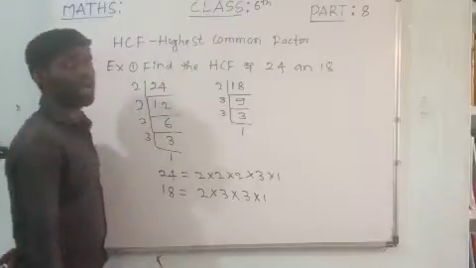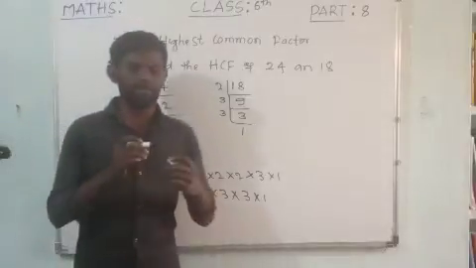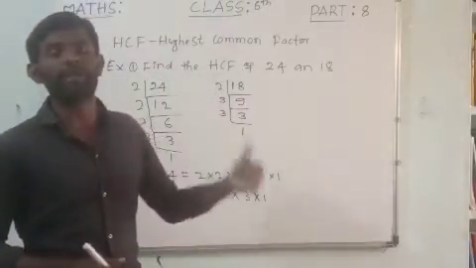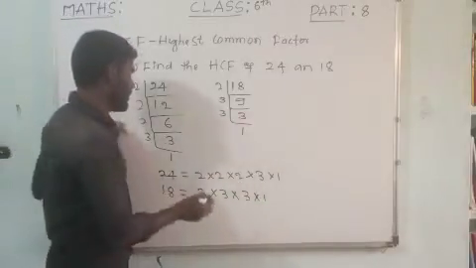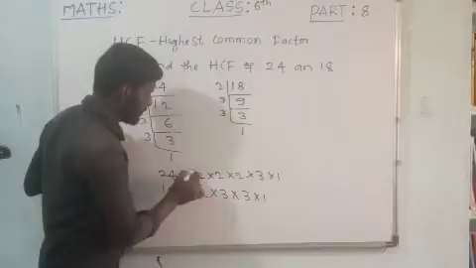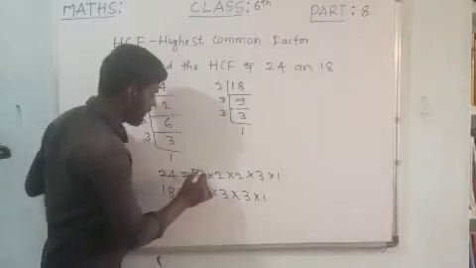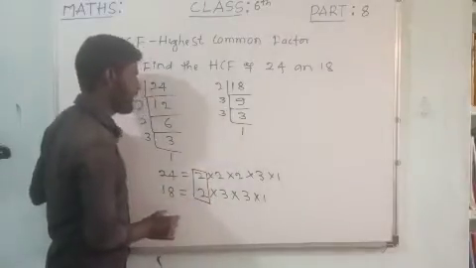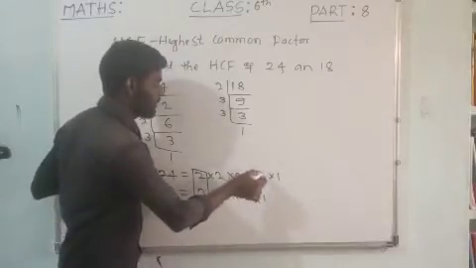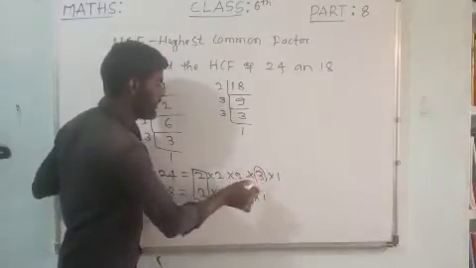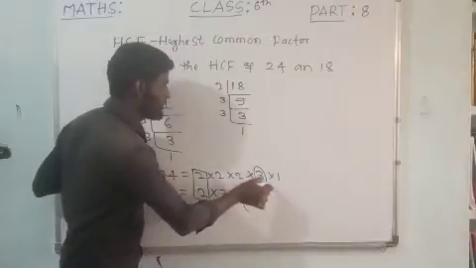Here are the common numbers, the numbers which are present in both 24 and 18. Choose them. Here also 2, here also 2. Make this one separate group. Then here 3 is there, here 3 is there. Make these as one group, dear children.